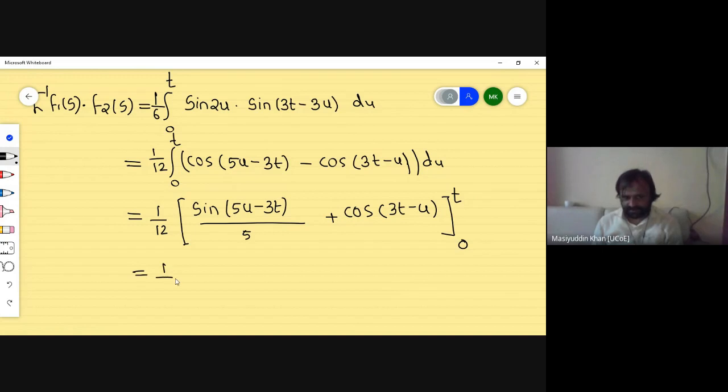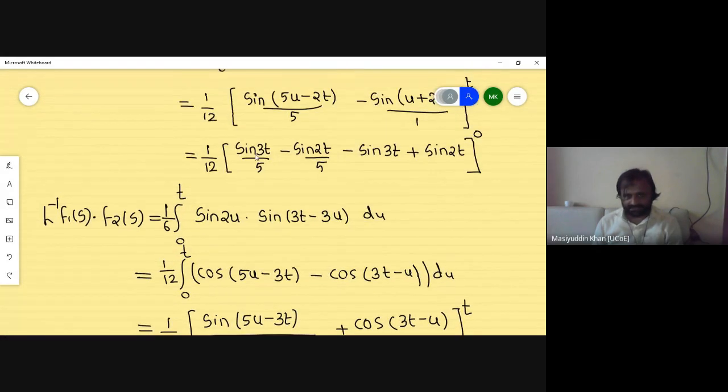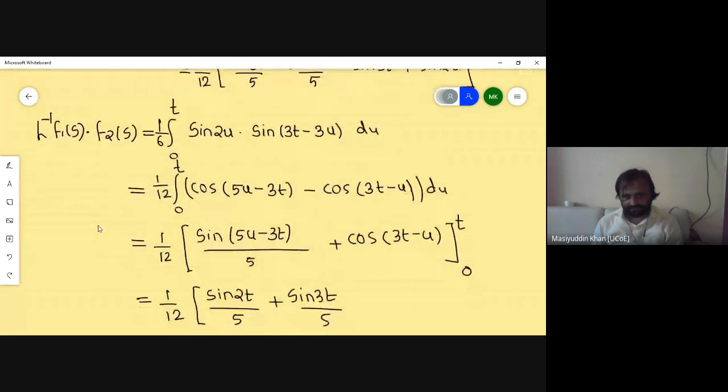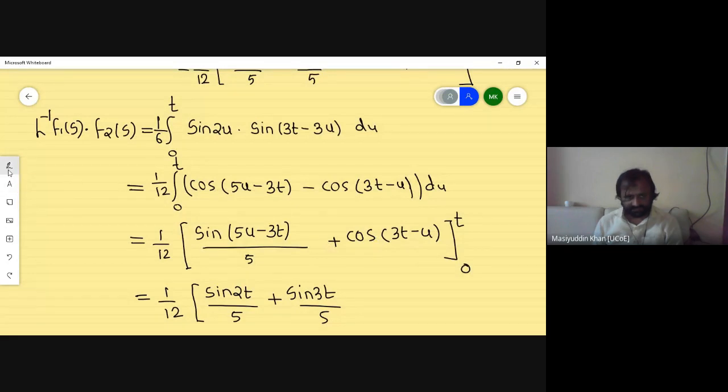Just simplify the terms. 1 by 12, substituting upper minus lower limit, so sine of 2t by 5, and the lower limit is minus, so minus minus this part will become plus sine of 3t by 5, because sine of minus theta. Now here let's check: sin 2t by 5 and plus sin 3t by 5, but minus minus, the term we have to check. I made a small mistake here. The integration of this part will be sine, cos integration will be sine here. By default we have to write. Okay.